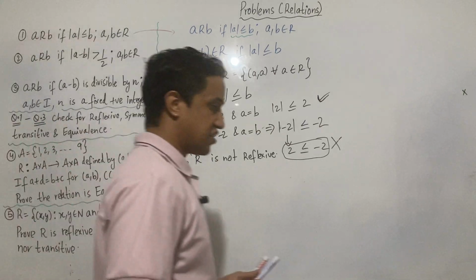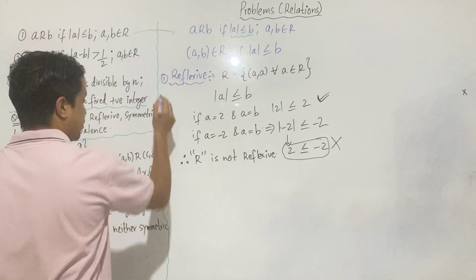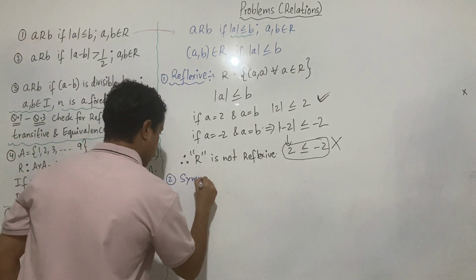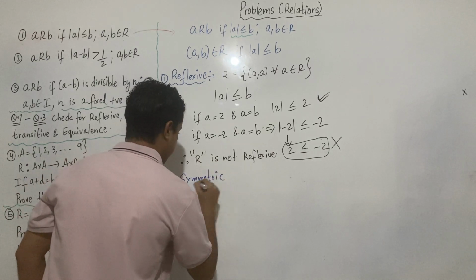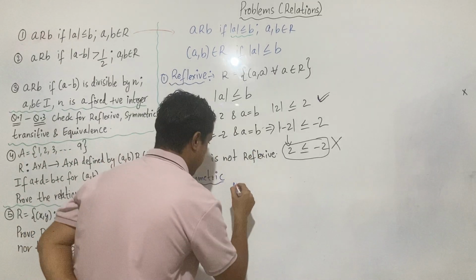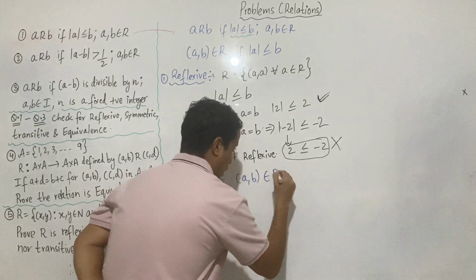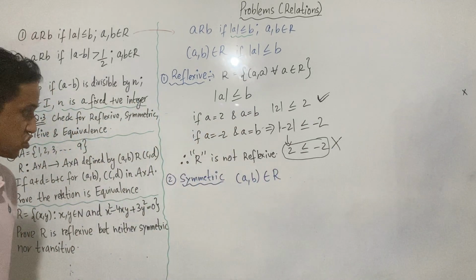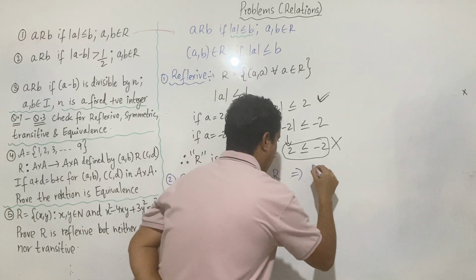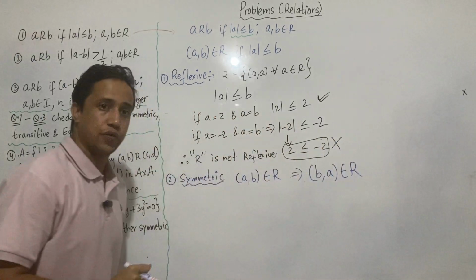Now, this is number one; let's check whether the relation is symmetric. What's the definition of a symmetric relation? A symmetric relation says that if (a, b) belongs to R, then there must be (b, a) that also belongs to the relation R, right?